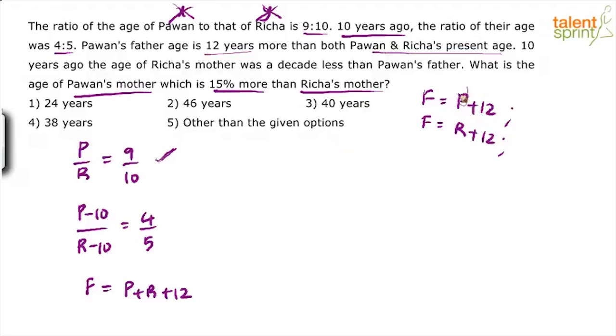Let's say Pawan's age is 10. So 10 plus 12, 22. Richa's age is 9. 9 plus 12, 21. How can father's age be 22 and 21 both? Not possible, right? So F equals P plus R plus 12.